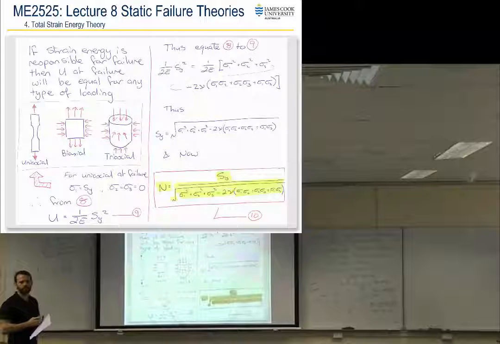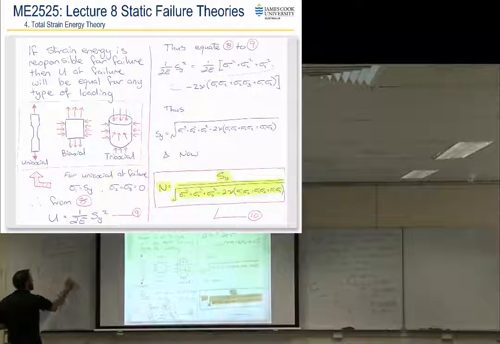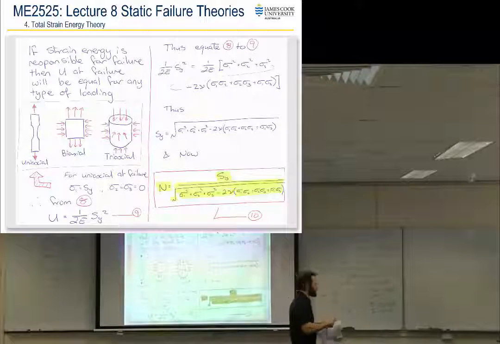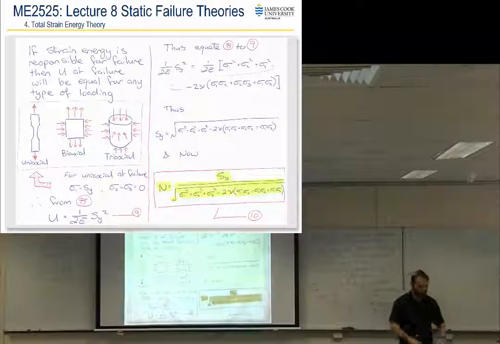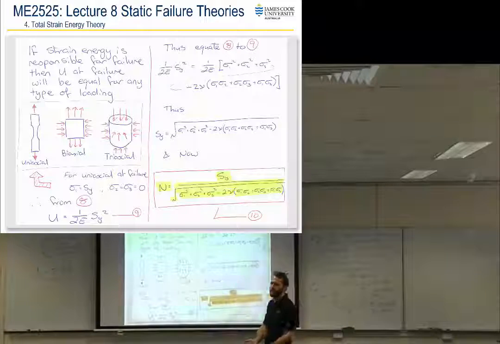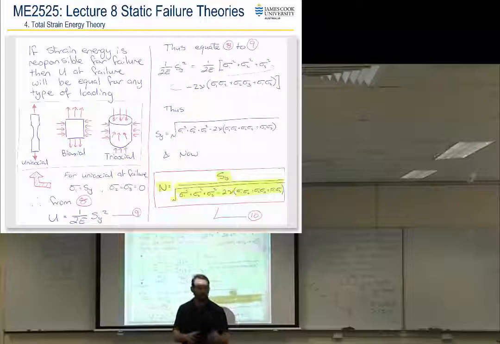Anyone else get anything different? No? I don't have a calculator for this one, so I can't confirm, but by everyone having the same number, we'll be confident that that's the answer. Alright, 2.99, so for our particular example, we are effectively three times stronger than we need to be, which is good. Alright, so you can see how simple it is to calculate that.